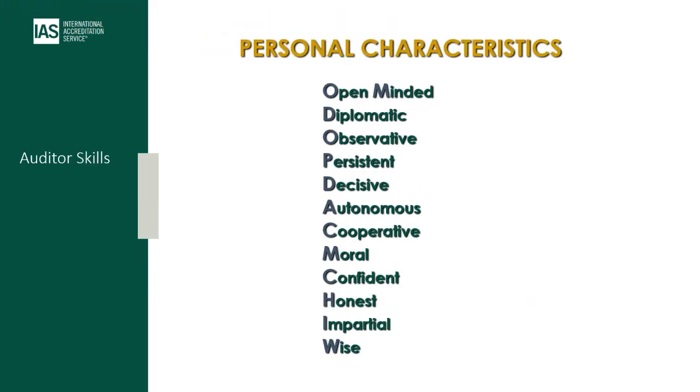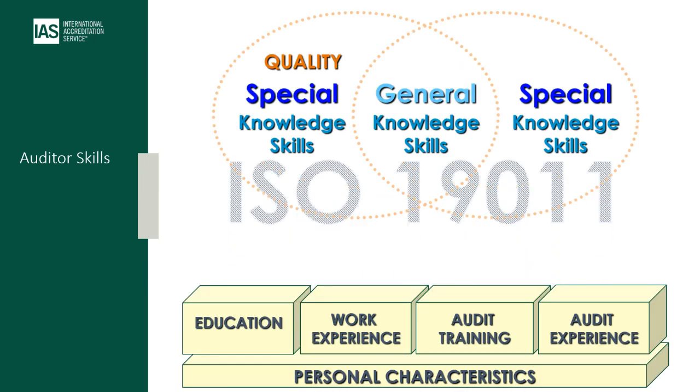So an auditor needs to be open-minded, diplomatic, observant, persistent, and as you can see from the slides, impartial. All right, next slide. Okay, this is the 19011 standard which describes all of this in full. So please take a look at that standard if you're going to be an auditor for your laboratory.